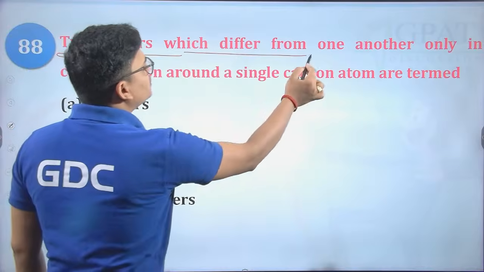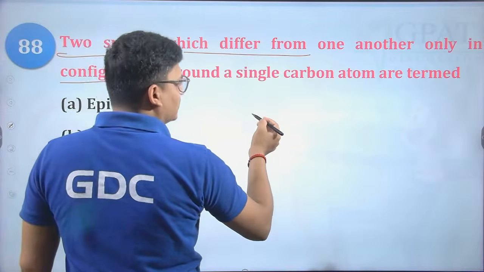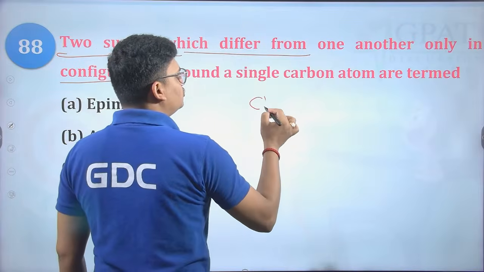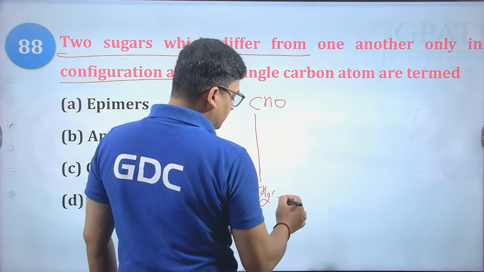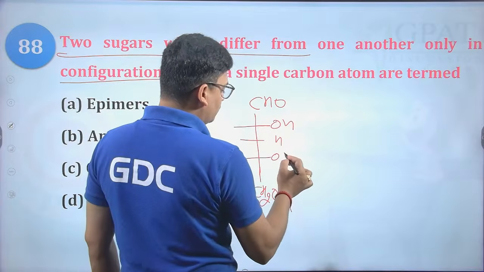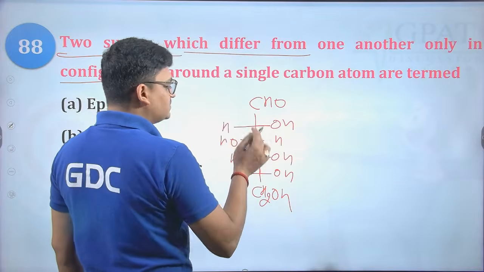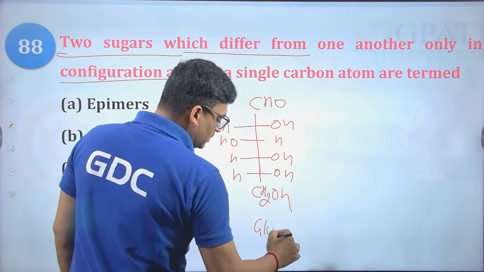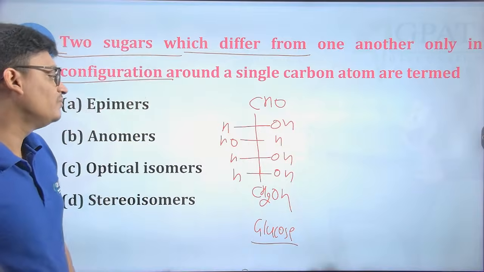2 sugars which differ from one another only in configuration around a single carbon atom are termed as what? Suppose we are having this one, I'm having one OH, H, OH, OH, and H, H, OH, and H. This is your what? Glucose. This one is the glucose. Okay, this one is the glucose molecule.